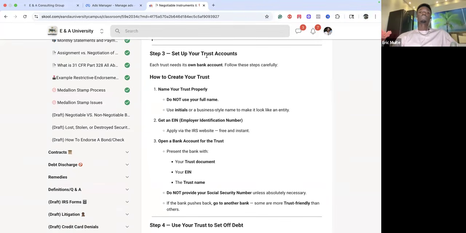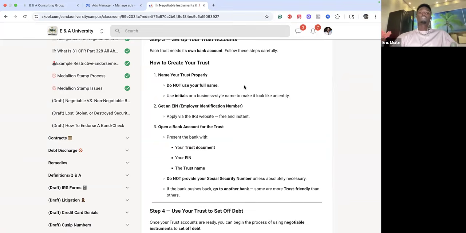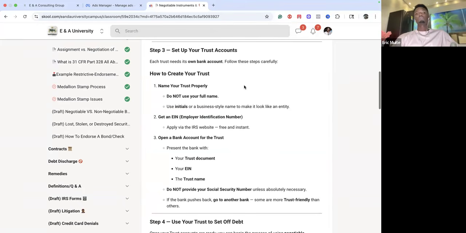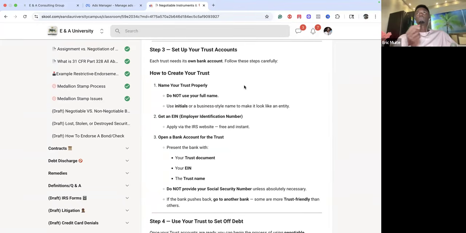The next step you want to take is to set up a trust account. Each trust needs its own bank account, right? Before, I shared with you how to create a trust, and in the example I shared, I created a trust with my name, in all caps.